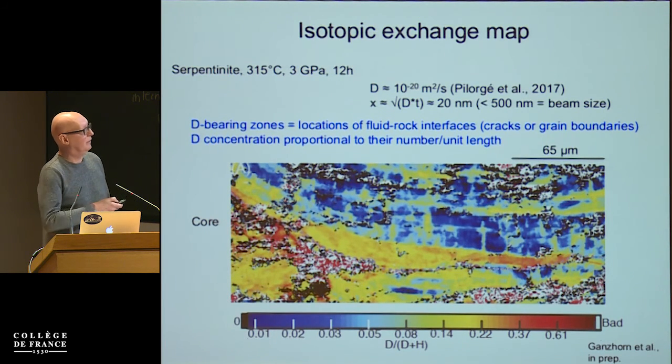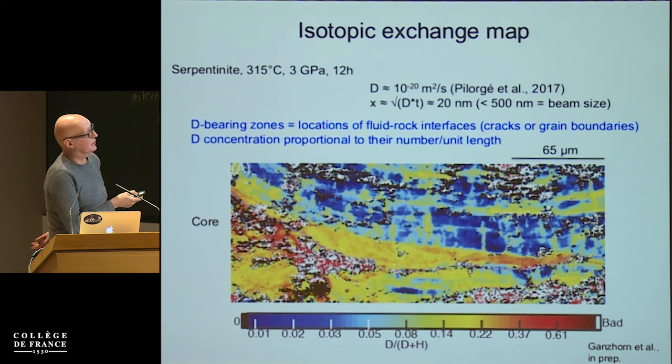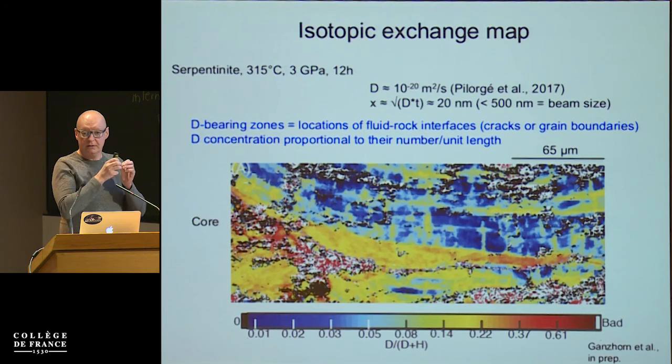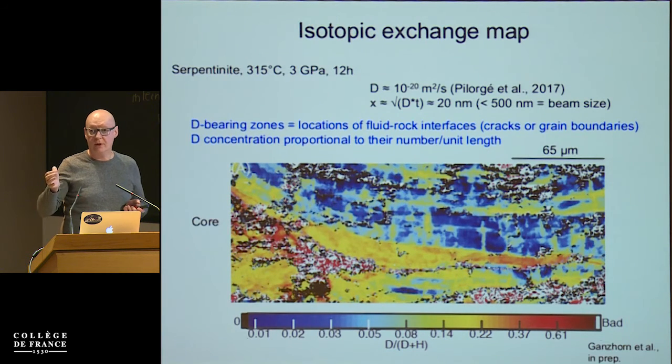So if we have very few grain boundaries or cracks in the rock, we will see very little interaction. We will see very low deuterium concentrations, because we analyze with a beam size which is much larger than this characteristic length. If, on the other hand, we have very high concentrations of deuterium, in these yellow to reddish colors here, it means that within 1 pixel, we have several interfaces from which the diffusion could take place, the interface between the fluid and the crystal. So it's one way to count the number of grain boundaries we have in the rock.